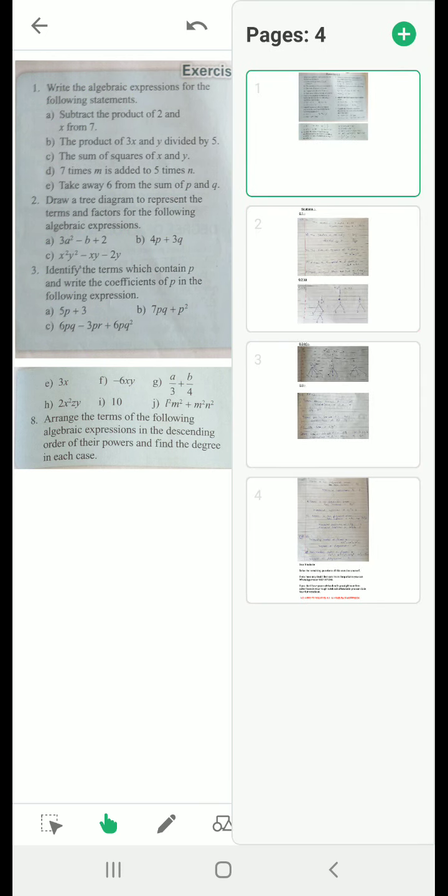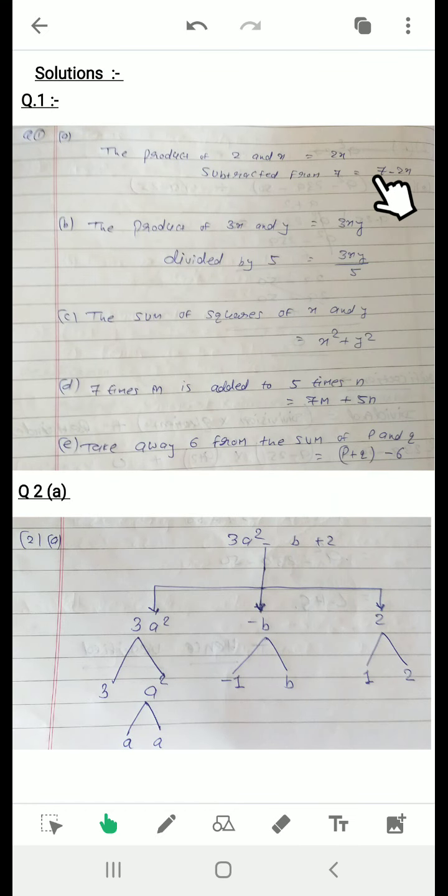So what will we write? 7 minus 2x. The product of 2 and x is subtracted from 7. So the product of 2 and x will be 2x, and that is subtracted from 7. Then I will get 7 minus 2x.